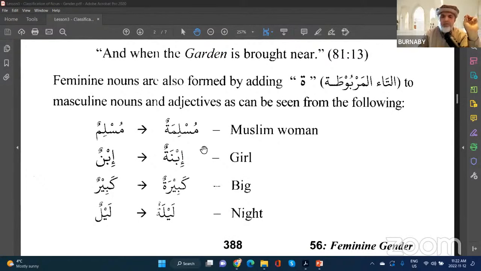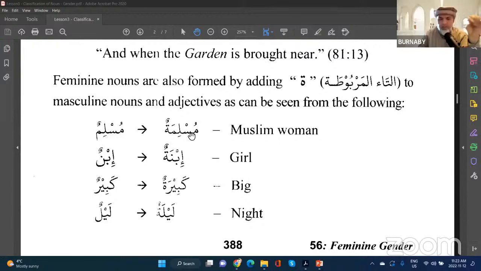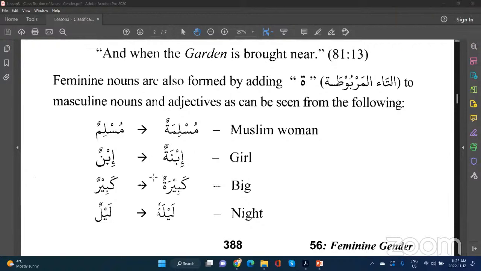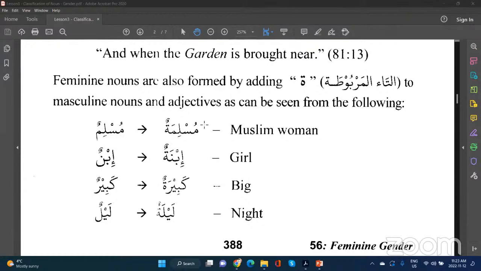Okay, so some nouns you can make from male to female by attaching the ta marbuta. For example, Muslimun, we have Muslimatun. Muslimun, a male Muslim. Muslimatun, a female Muslim. Making sense? Yes. Ibnun is boy. Ibnatun, girl.